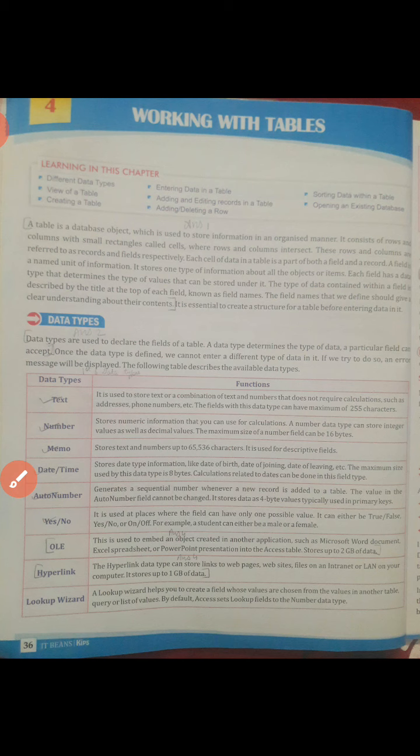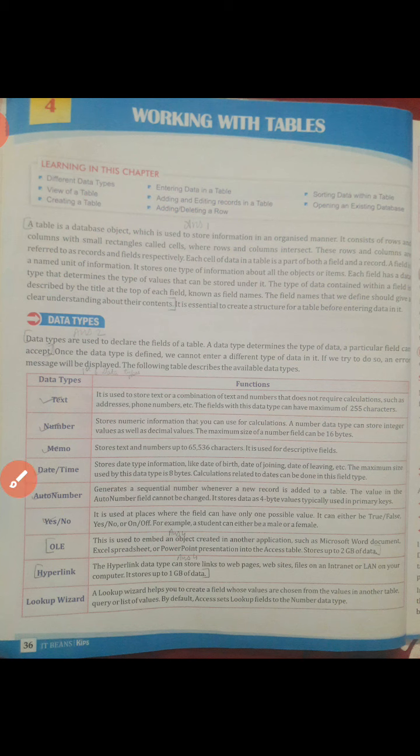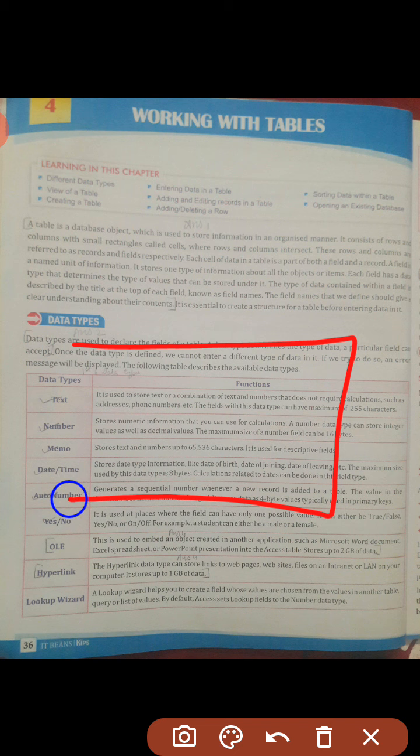Okay, children. Wherever there is an intersection of a row and a column, that makes a cell. A cell is a rectangular storage area in which we will store the information.